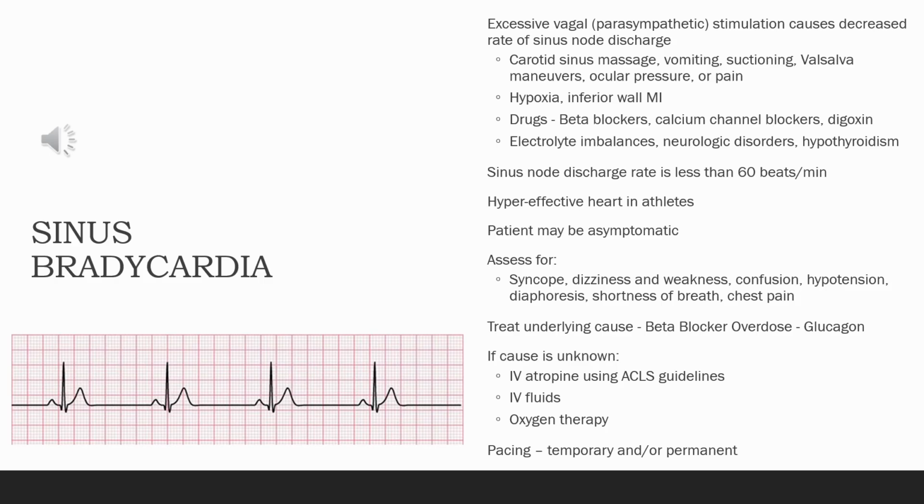Some different medical conditions can cause bradycardia, such as hypoxia and inferior wall myocardial infarction, different electrolyte imbalances, neurologic disorders, and hypothyroidism. There are some different medications that can slow conduction through the SA node, and this includes beta blockers, again, those medications that end in -lol, like metoprolol. Other medications are calcium channel blockers, and then we also have the medication digoxin, which can slow the heart rate as well.